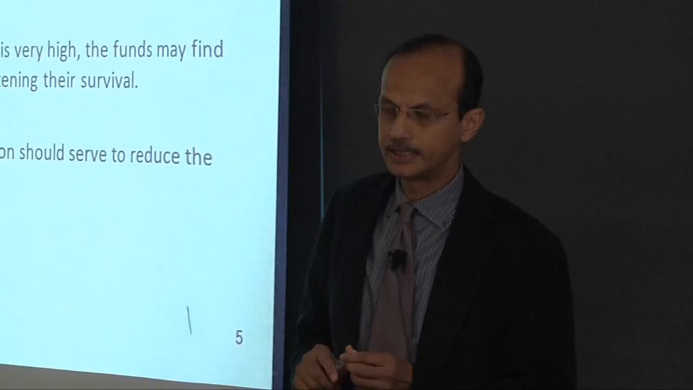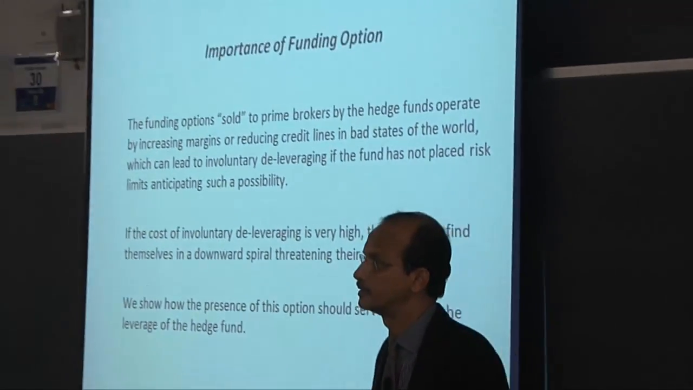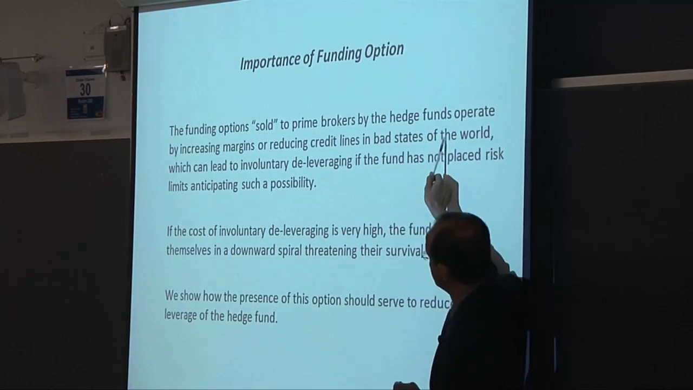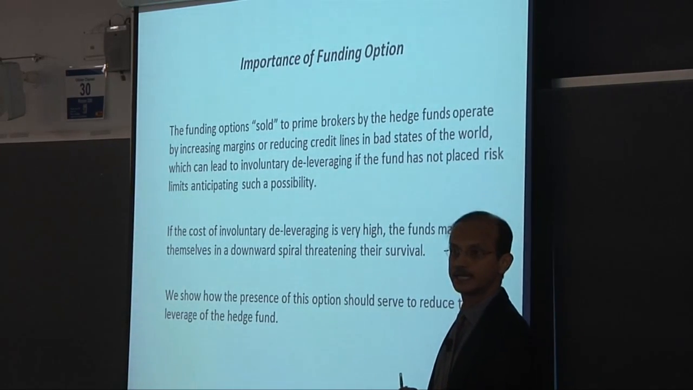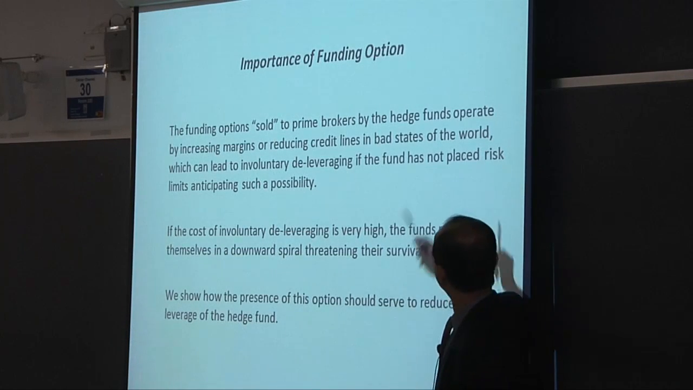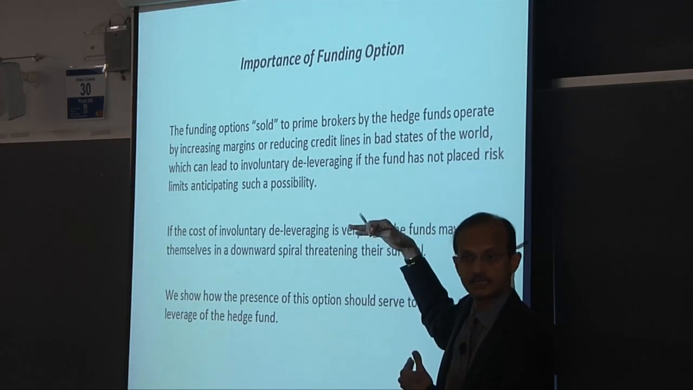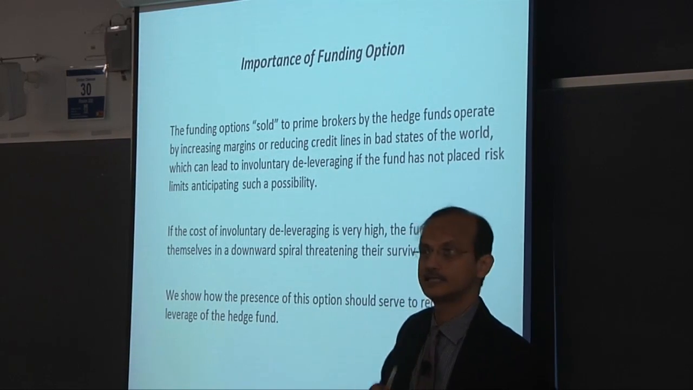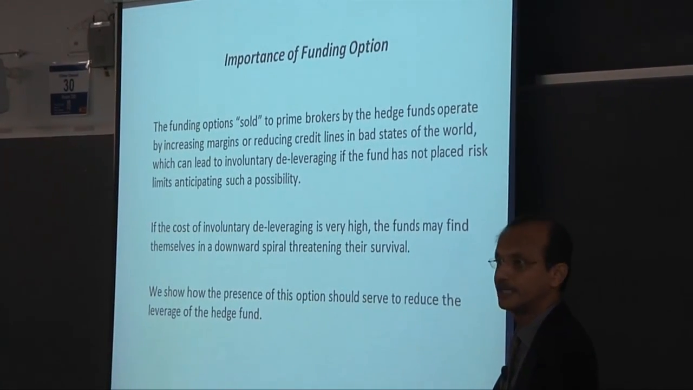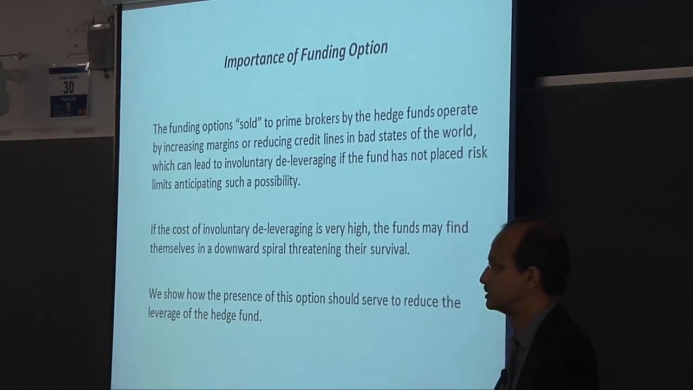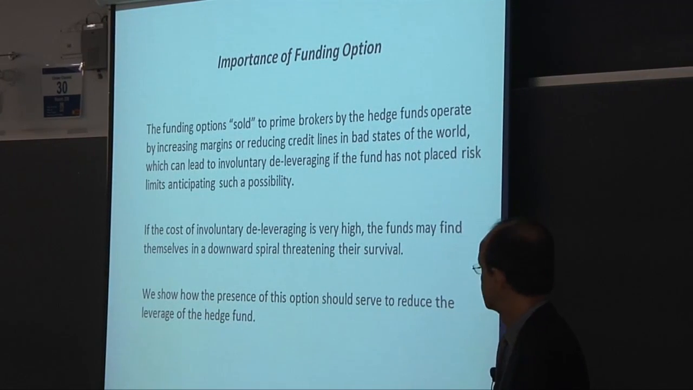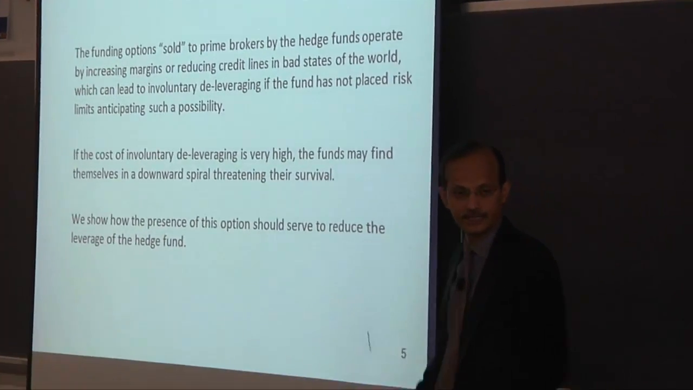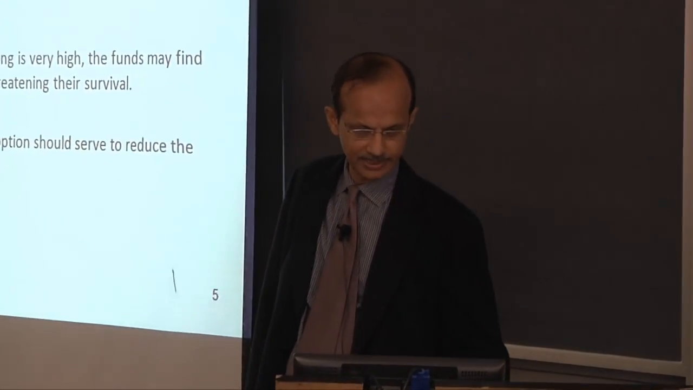Okay, if you are a smart fund manager, how should you think about this? Well, you know that in bad states of the world, margins may be increased and credit lines may be shut down. So you better anticipate this behavior on the part of prime brokers ahead of time and set some risk limits, right? If you have not set these risk limits, you're going to have to delever involuntarily, because you're going to be forced to delever, and that can reduce the returns that you can come up with, right? So this argument would lead to a reduction ex ante in the leverage of the hedge fund.